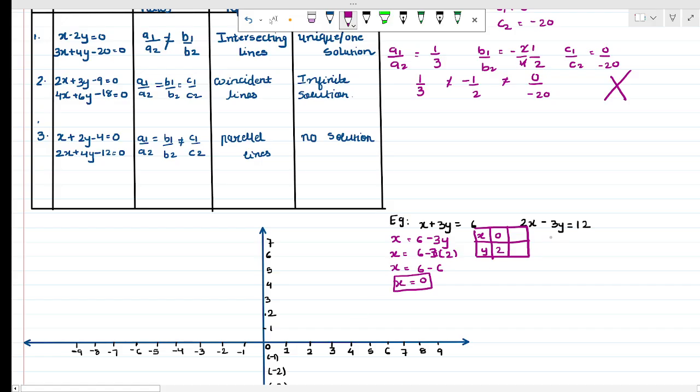Now for the second, I am taking my second value of y as 0. So x is equal to 6 minus 3 times 0, which gives 6 minus 0, so x will automatically become 6. So I got my value of x as 6. Now plot this in your graph.